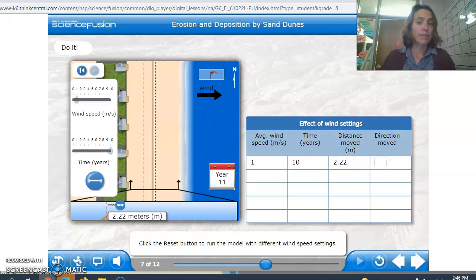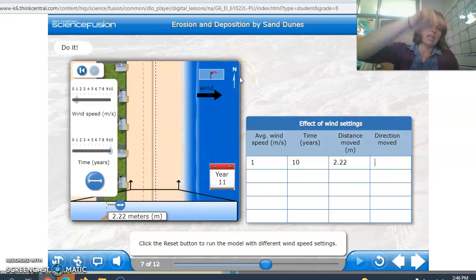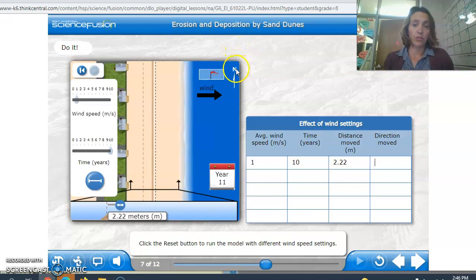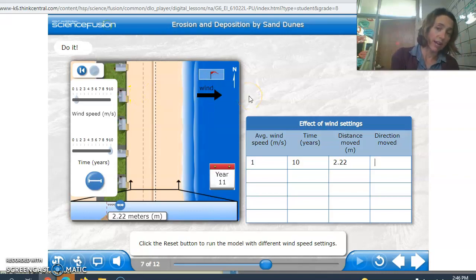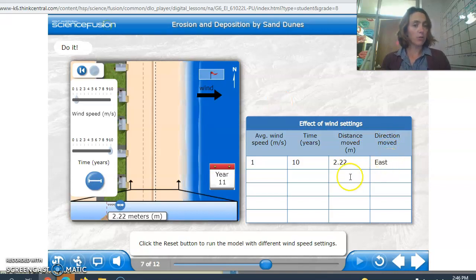Direction. I was seeing some very interesting answers. So remember, north is indicated right here. Never eat soggy waffles. So the sand dunes are moving to the east because they're moving to the right, and that is east. So that is my direction moved.